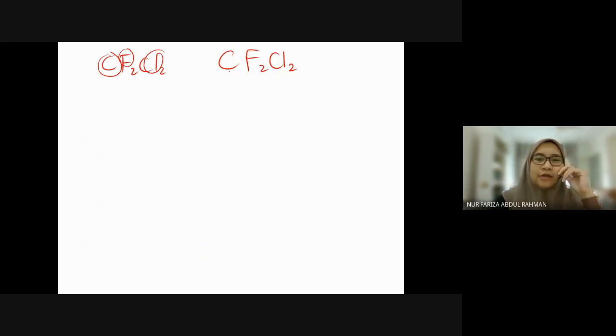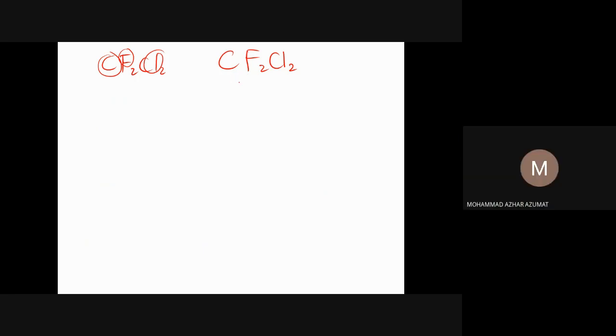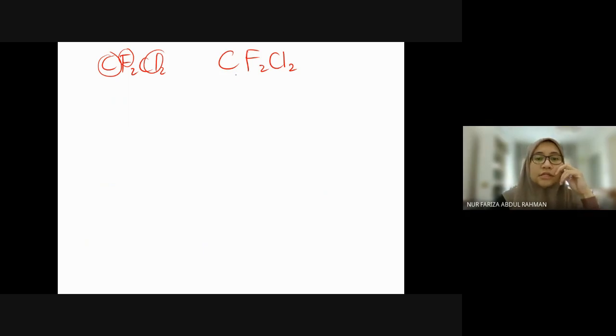So we have 3 atoms here. Which one has the lowest electronegativity, guys? Carbon. So carbon has the lowest electronegativity. That means carbon should be placed as the central atom. So we place it, and the rest we place as surrounding atoms.